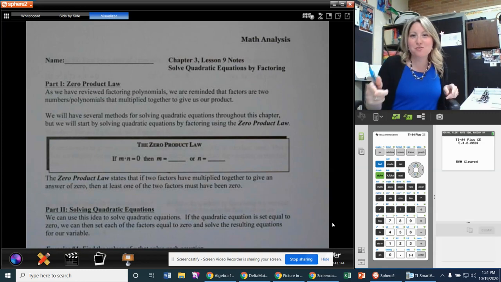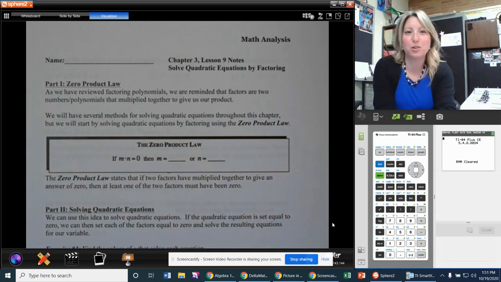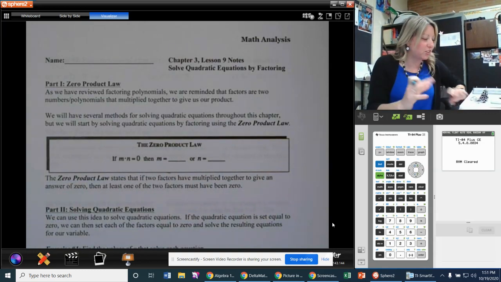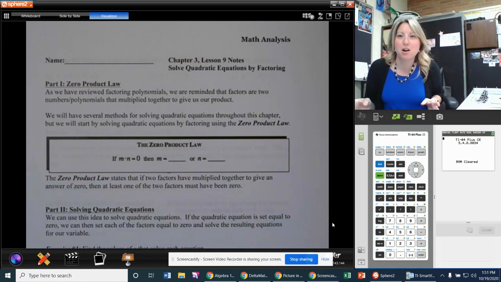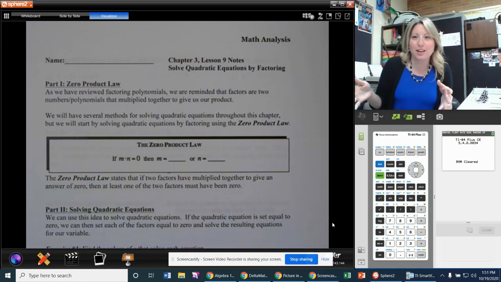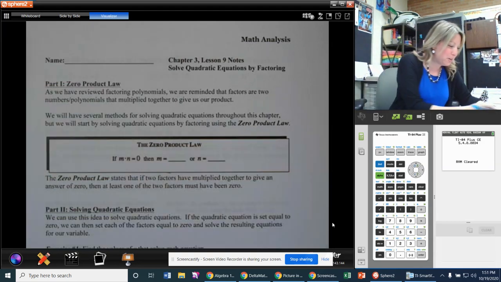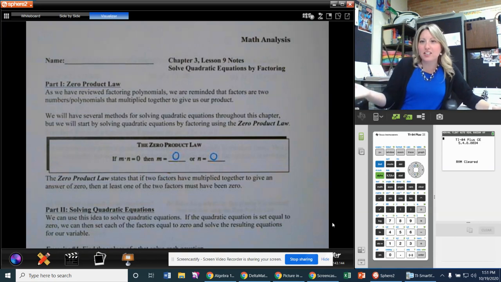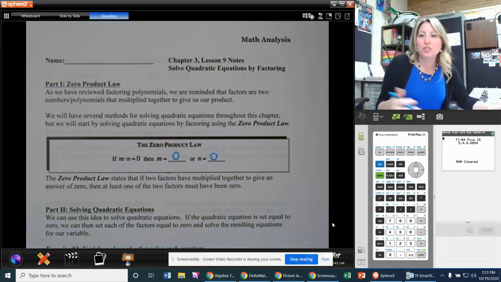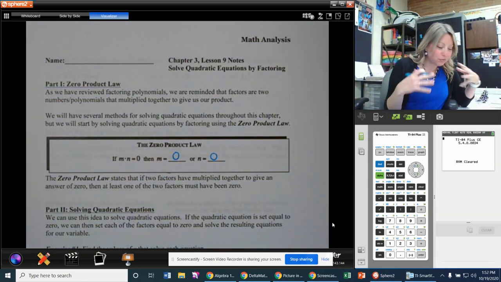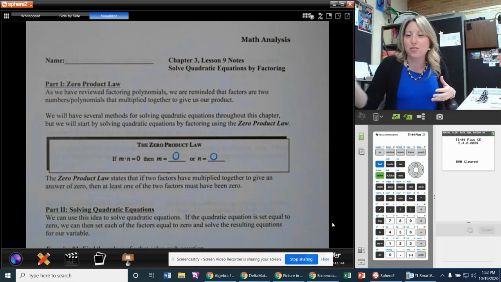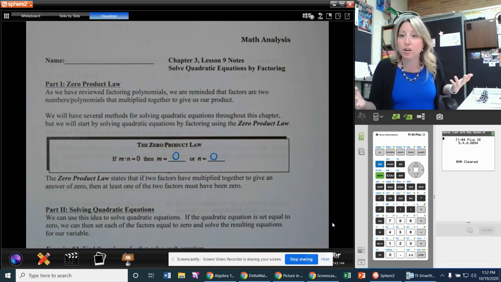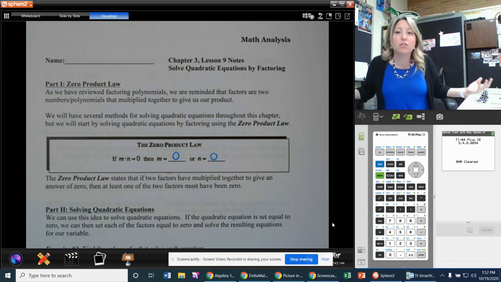And we're going to solve quadratic equations by factoring, and I am so excited because this is one of my favorite things to do, right? You've got the zero product law: two things multiply together, the answer is zero, so one of those things has to have been zero. That's what the zero product law is saying, because anything times zero is zero, right? So if you have two different things that have multiplied together and the result is zero, or even three or four different things, that means somewhere along the way, something got multiplied by zero.